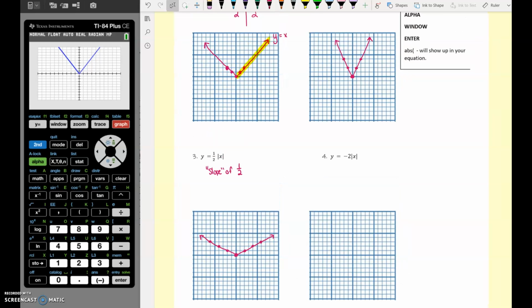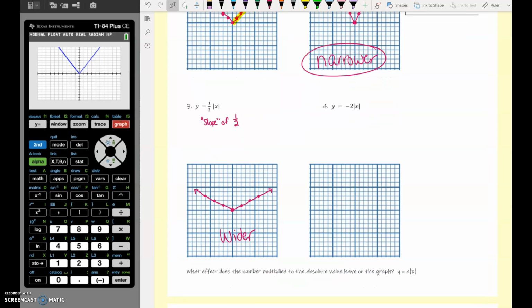Okay, so far looking at these, what do you think the number in front of the absolute value bar does to the graph? How would you compare number 2 to number 1? Is it the slope? Would you call it wider or narrower? That one's narrower or more narrow. We're going to say narrower is a word for now. And then number 3 looks wider.